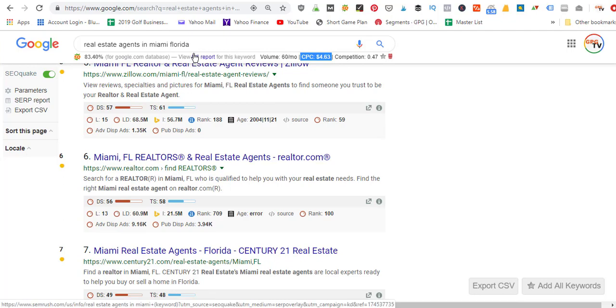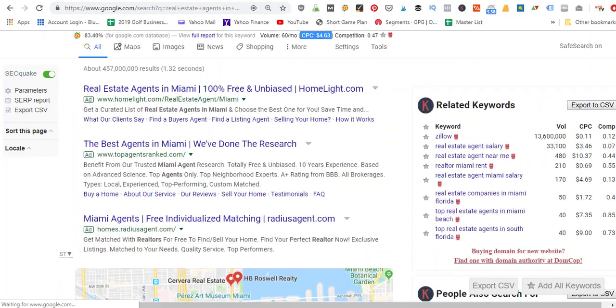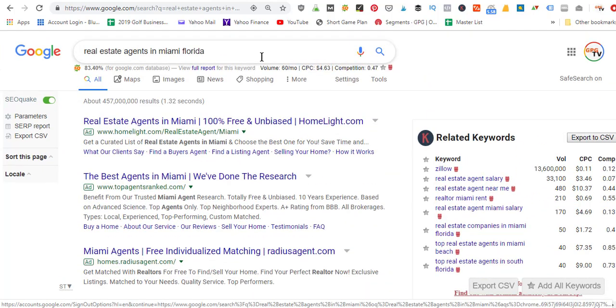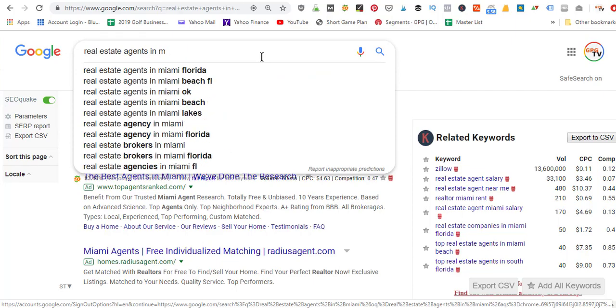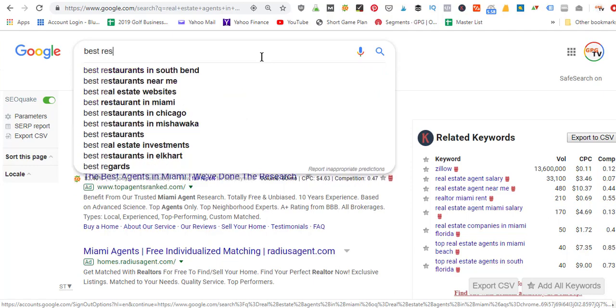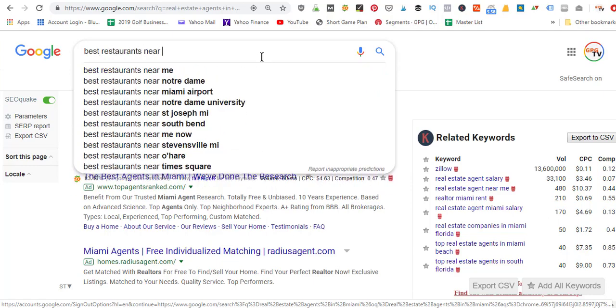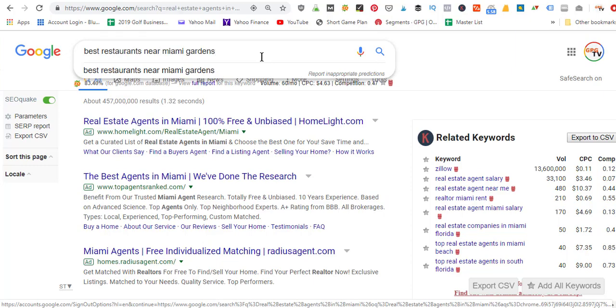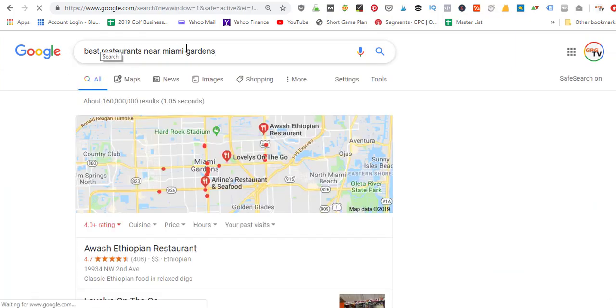Because if you're going after high target keywords, like in this case, real estate agents, Miami, Florida, this is actually a very competitive keyword. You've got these big time websites that are corporate websites ranking. So instead, what we could do is try to think of something a little more out of the box. So if you were a real estate agent trying to advertise and rank your website for SEO, then you might think about best restaurants near Miami Gardens. So Miami Gardens is a city in Miami, Florida. So we might type in this long tail keyword here.